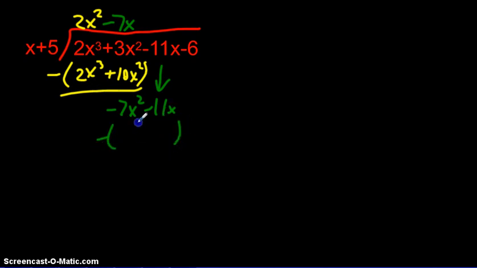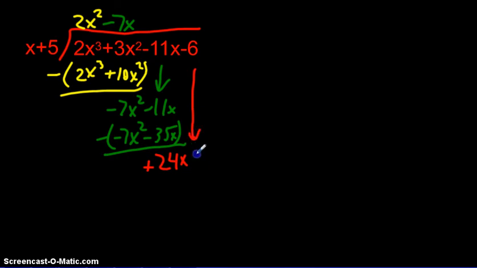Negative 7x times positive 5 gets negative 35x. Let's change colors. Okay. This is going to cancel out. And negative 11 minus 35 is negative 46. Wait, negative 7x squared cancels, and negative 11x minus negative 35x is positive 24x. I left out the x here. Okay, bring down the minus 6. And now x goes into 24x 24 times. 24 times x is 24x.